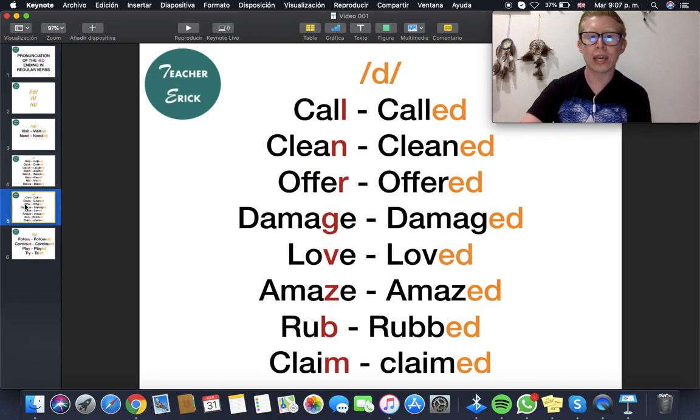The last pronunciation is d. Okay, just as in the previous example, we marked some letters in red, which are the letters that produce the last sound of each verb. We have in red the letters L, N, R, G, V, Z, V, and M. So whenever we have these letters at the end of the verbs, we pronounce the ed like d.